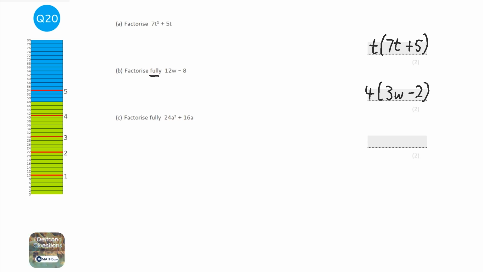Right, the last one, there's a number and a letter. So I'm thinking the number of 16 and 24 would be 8, and the letter would be a. Okay, so there's 2 things that we're dividing out this time. So I'm going to have 8a on the outside. So I figure out, what do I times 8 by to get to 24? Well, that's 3. And what do I times a by to get to a squared? Well, that's going to be a.